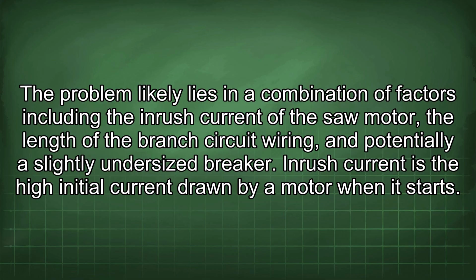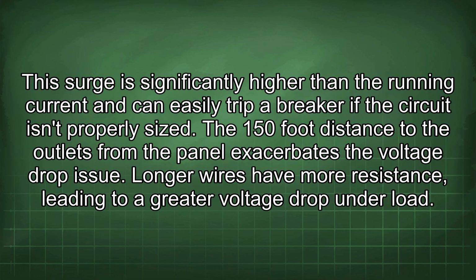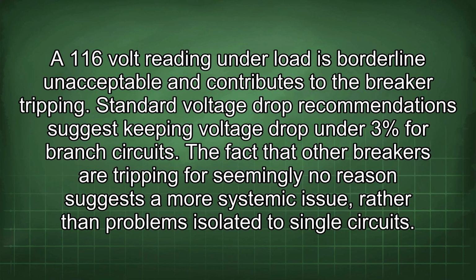Inrush current is the high initial current drawn by a motor when it starts. This surge is significantly higher than the running current and can easily trip a breaker if the circuit isn't properly sized. The 150-foot distance to the outlets from the panel exacerbates the voltage drop issue. Longer wires have more resistance, leading to a greater voltage drop under load. A 116-volt reading under load is borderline unacceptable and contributes to the breaker tripping. Standard voltage drop recommendations suggest keeping voltage drop under 3% for branch circuits.